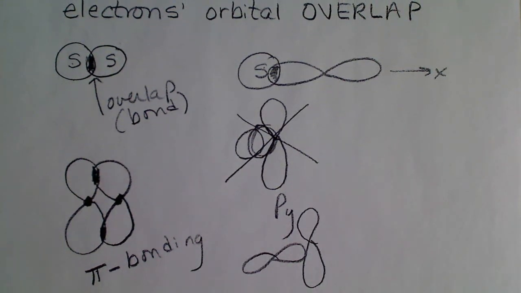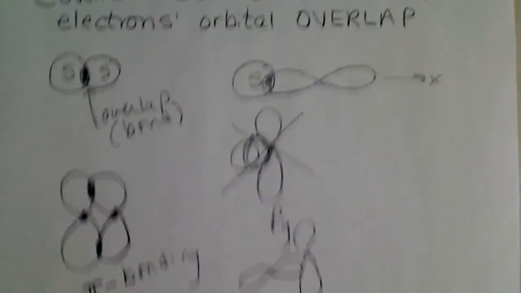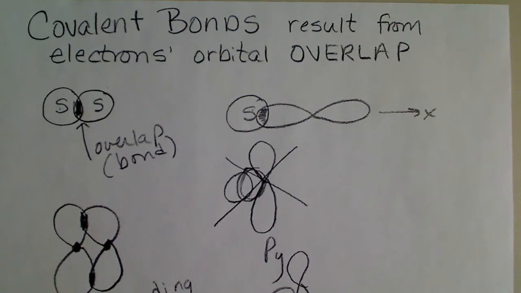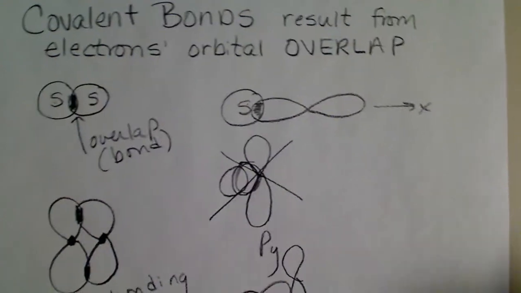And because those wave equations, Schrodinger's wave equations, describe shapes of electron orbitals, those are physical three-dimensional shapes where we're most likely to find an electron. Those shapes have to be able to physically overlap in order to have a bond. So the theory that we're going to look at is hybrid orbital theory.